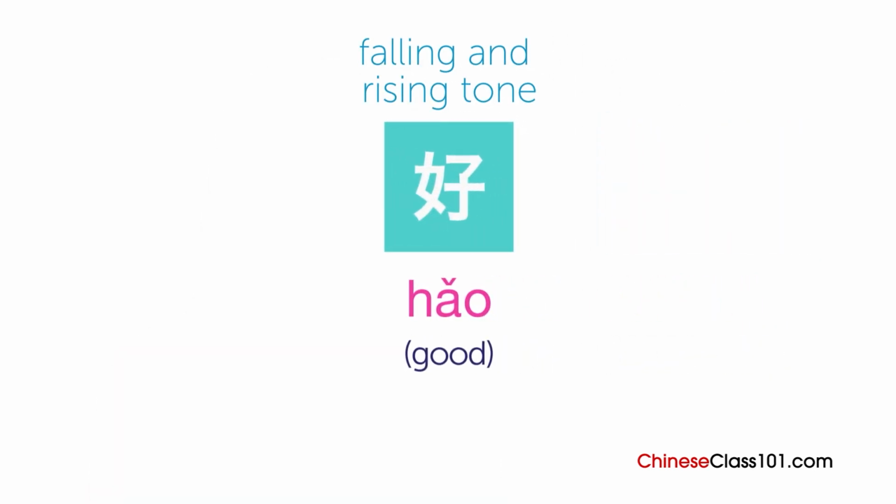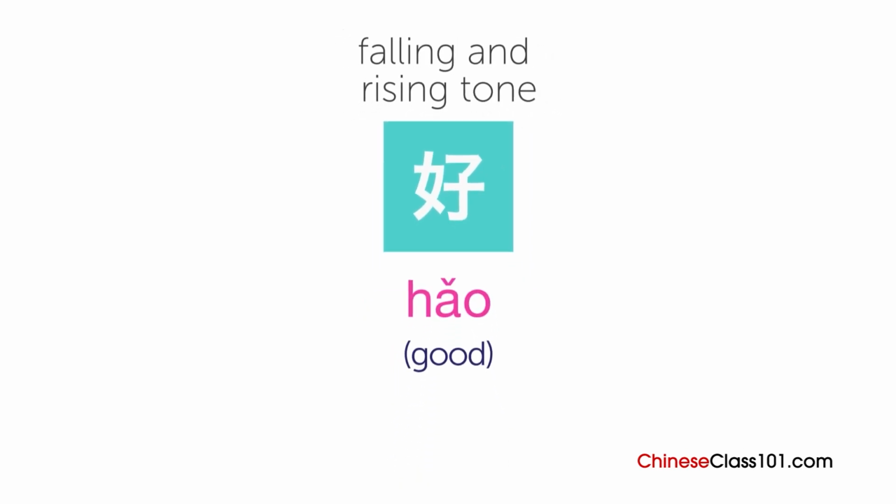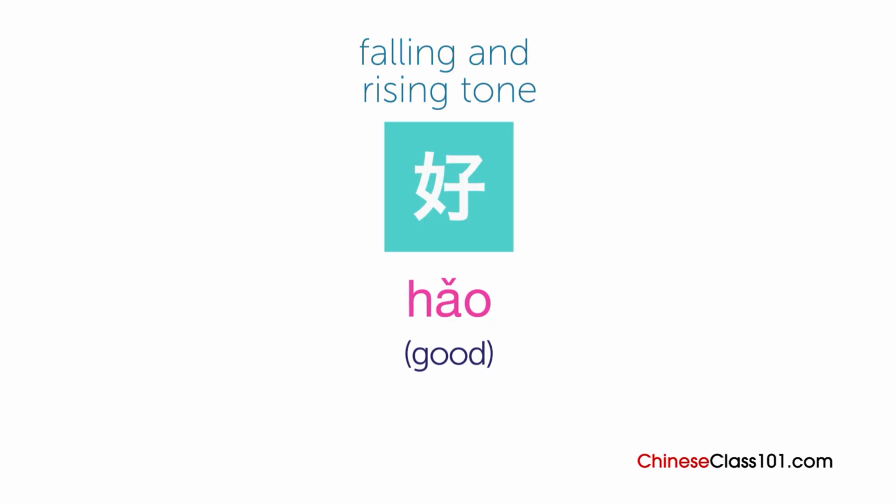The third tone is the falling and rising tone. It's marked with an upward semicircle. It sounds like this. 好. This tone is often the most challenging for many students of Chinese.